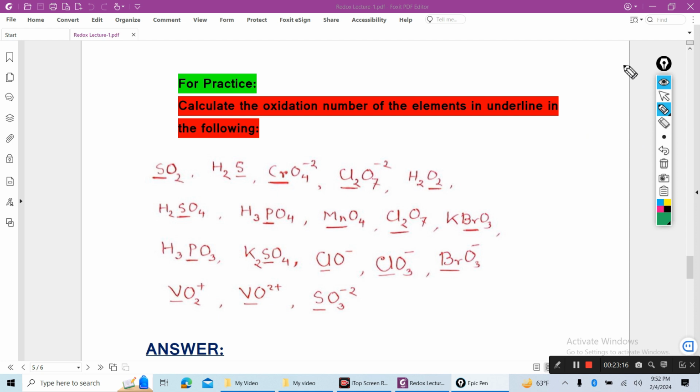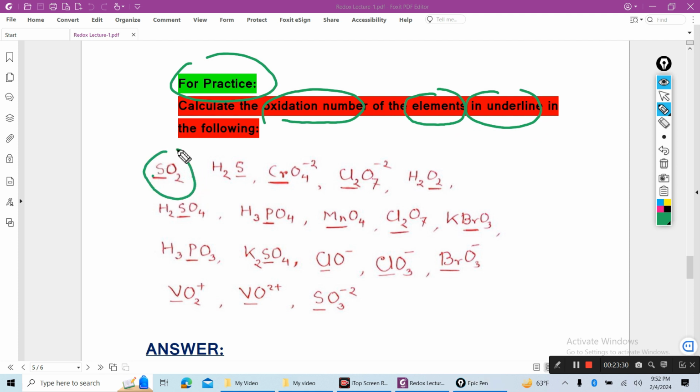Okay, this is for practice. Calculate the oxidation number of the underlined elements. Here sulfur dioxide, you will calculate the oxidation number of sulfur. Here sulfur, hydrogen sulfide, chromate, chlorine, oxygen, sulfuric acid, sulfur, phosphoric acid, you will find out the oxidation number of phosphorus.